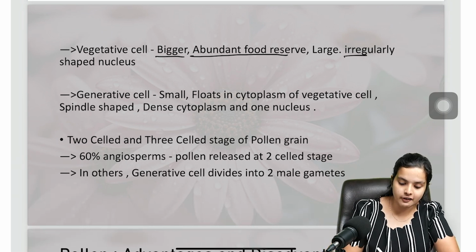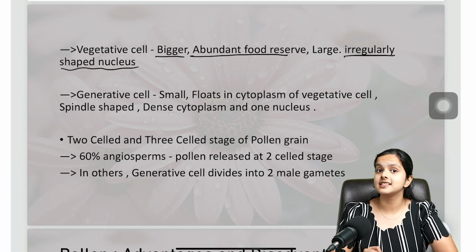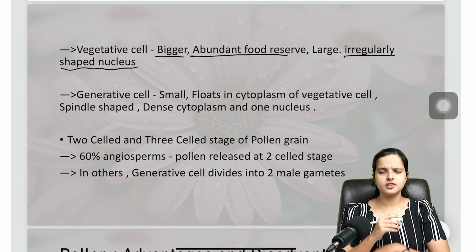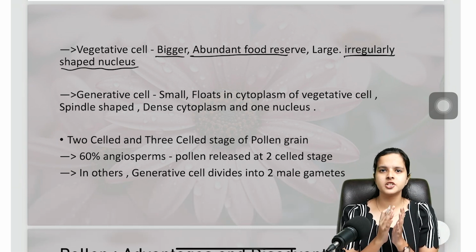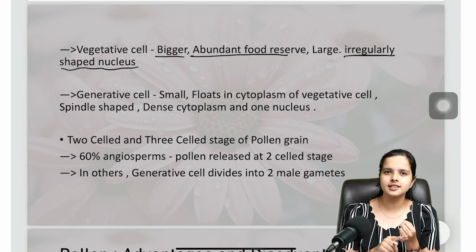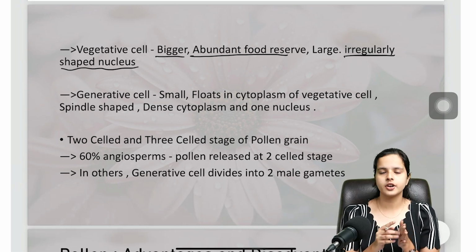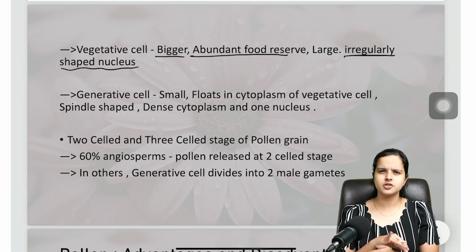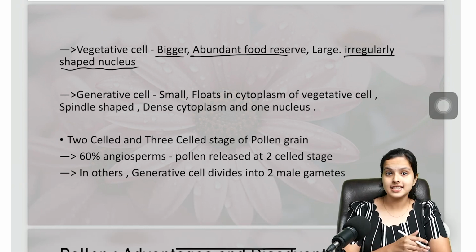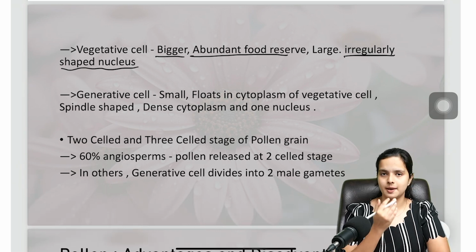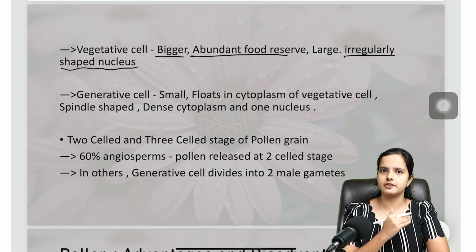Also, it has an irregularly shaped nucleus. So the nucleus does not have a normal shape. We cannot define it as a circle or a pentagon or a hexagon or a square. No, it usually has a shape which is not that regular. So the vegetative cell is comparatively bigger, it has abundant food reserve, and it has an irregular nucleus.